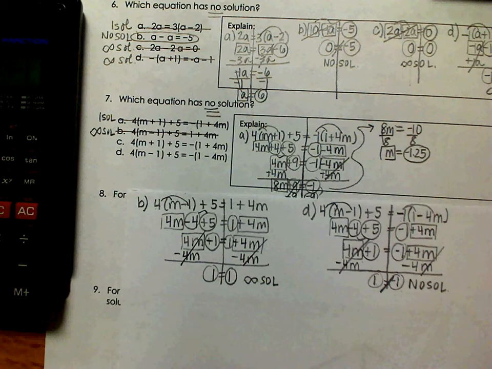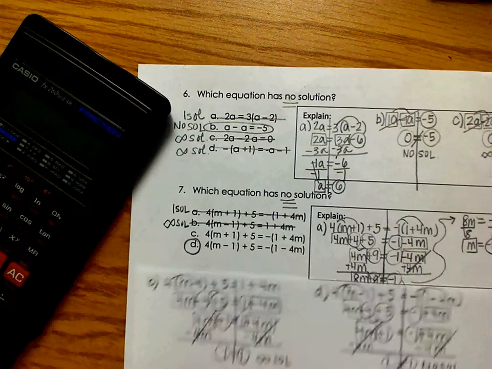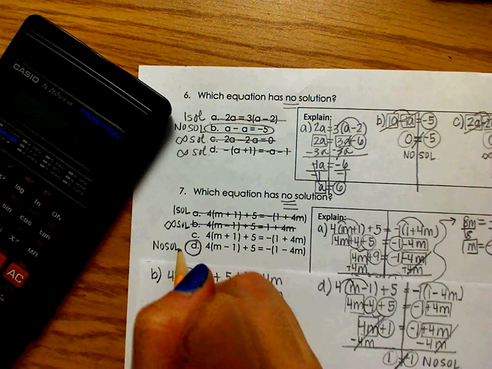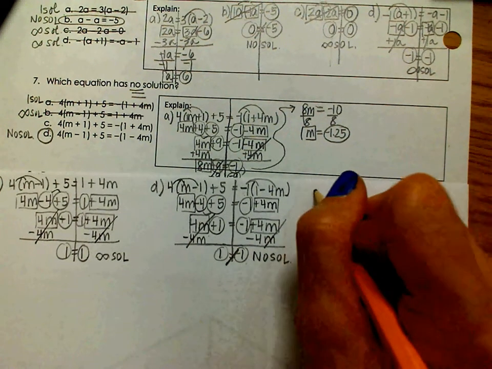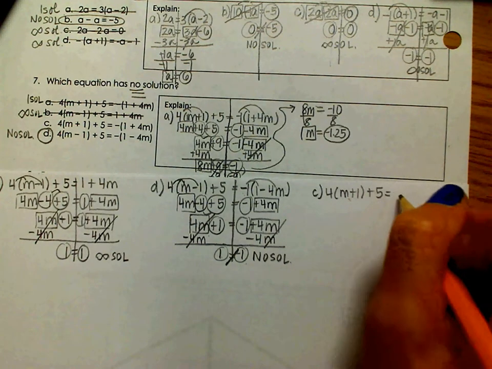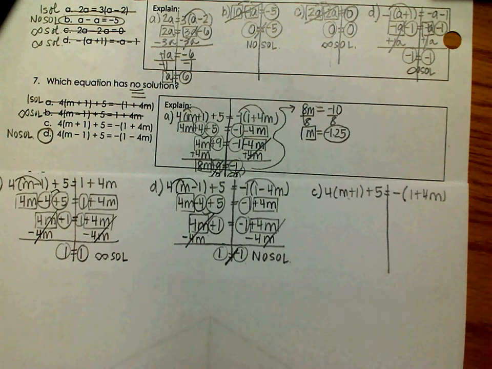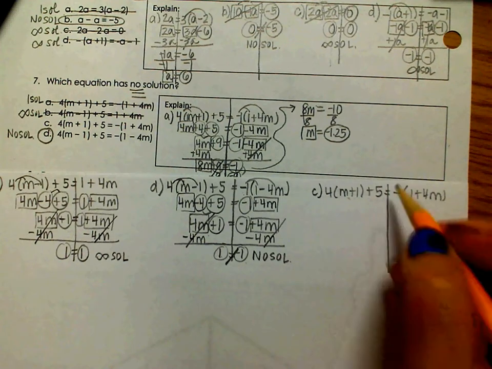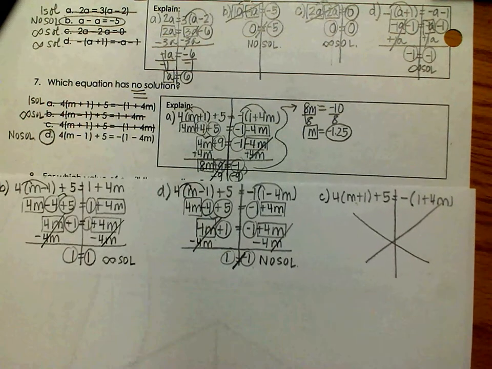I'm glad I skipped C. So D is the no solution. Now I'm going to show why C is not going to be that. So I'm going to move on to C. So C, I have 4 parentheses m plus 1 close parentheses plus 5 equals negative parentheses 1 plus 4m. Let's see what happens. Oh, wait a minute. We got lucky because C is exactly the same as A. So we don't have to worry about that one. C is exactly the same as A. So D is correct. Number 8.